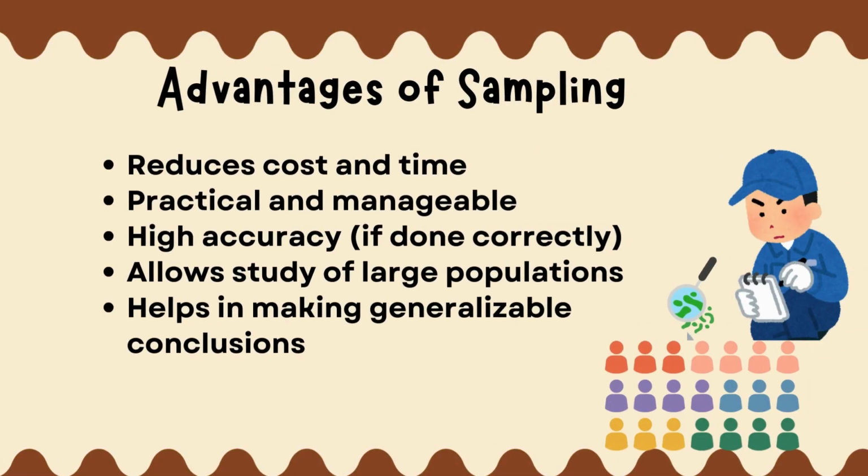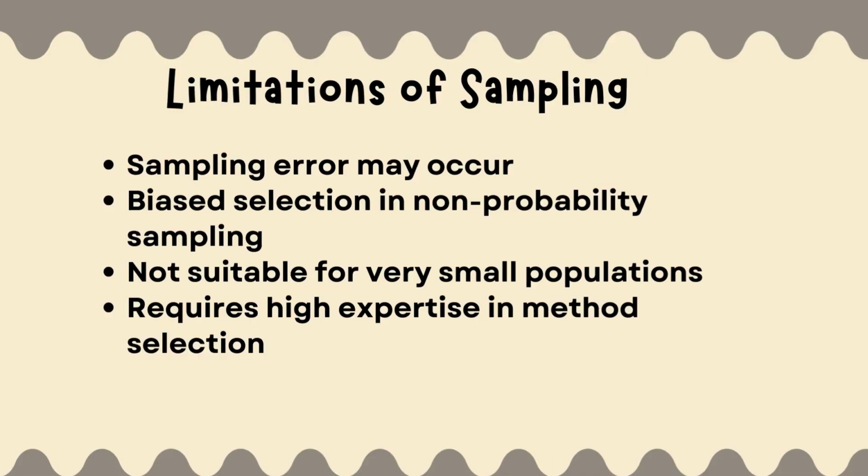Now, the advantages and the limitations of sampling. Sampling offers several key advantages. It reduces cost and time, is practical and manageable, and allows for the study of large populations. When performed correctly, it yields high accuracy and supports the formation of generalizable conclusions. However, there are limitations. Sampling error may occur and there is a risk of biased selection in non-probability sampling. It is not suitable for very small populations and requires high expertise in method selection.